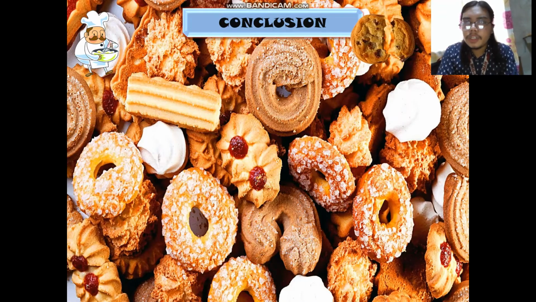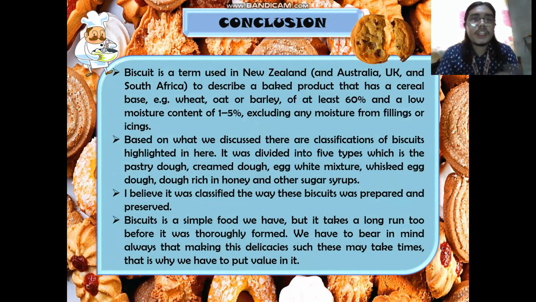As for the conclusion of this topic, biscuit is a term used in New Zealand, Australia, the UK, and South Africa to describe a baked product that has a cereal base such as wheat, oat, or barley of at least 60% and a low moisture content of 1 to 5%, including any moisture from fillings or icings. Based on what we discussed, there are classifications of biscuits highlighted here. It was divided into 5 types, which are the pastry dough, cream dough, egg white mixture, whisked egg dough, and dough rich in honey and other sugar syrups. I believe it was classified by the way these biscuits were prepared and preserved.